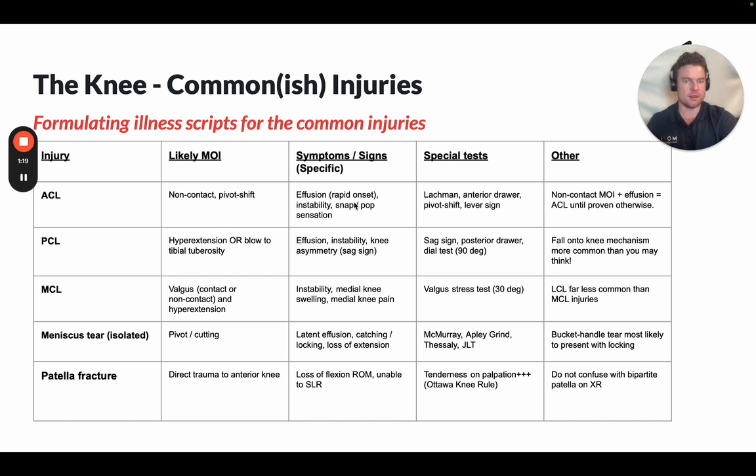In terms of signs and symptoms, which are relatively more specific to the ACL, you have a rapid onset of effusion, some instability associated with the acute injury, and then the sensation of a snap or pop. When it comes to special tests, the Lachman test can be used, and then there's also the anterior drawer, pivot shift, and lever sign. The latter three in that cluster there, I don't find as clinically useful, but it's helpful to know how to complete all of them and know the relative specificity and sensitivity of each when you're trying to make a decision about a diagnosis.